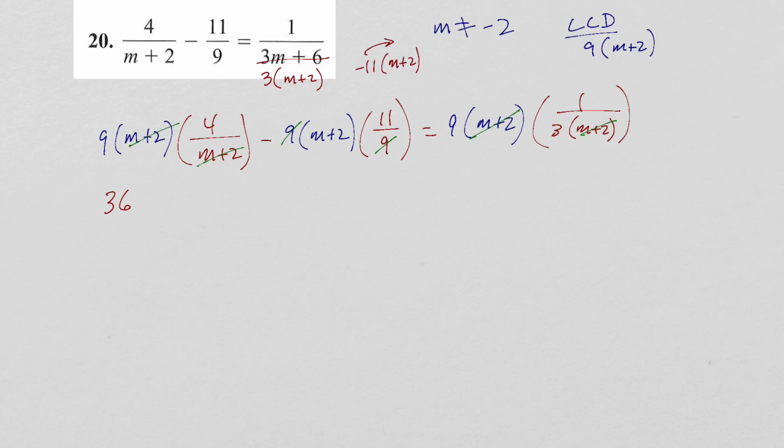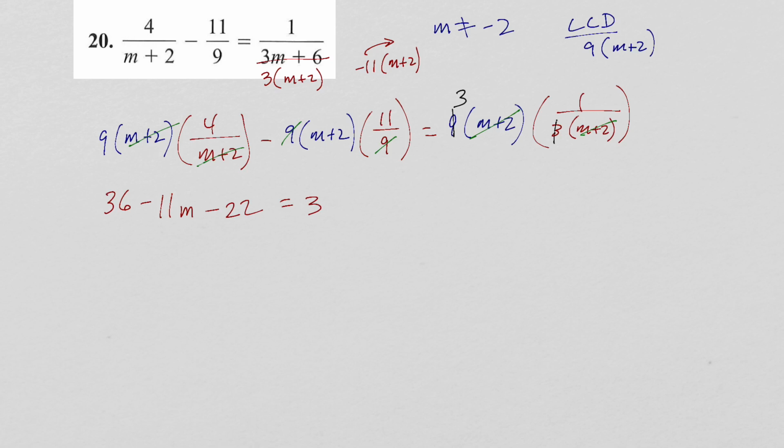And this negative 11 is going to distribute. And we're going to get negative 11m minus 22. And then we can cancel here and say that 3 goes into 9 3 times. So we just have equals 3.